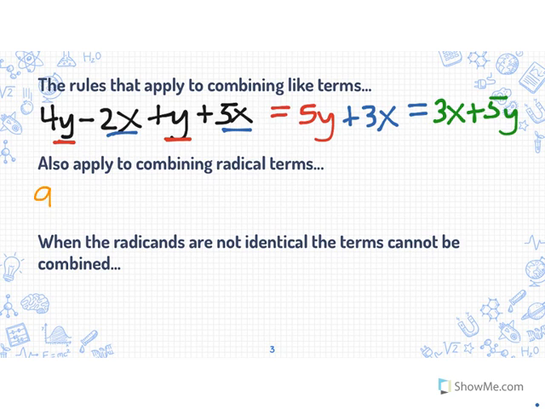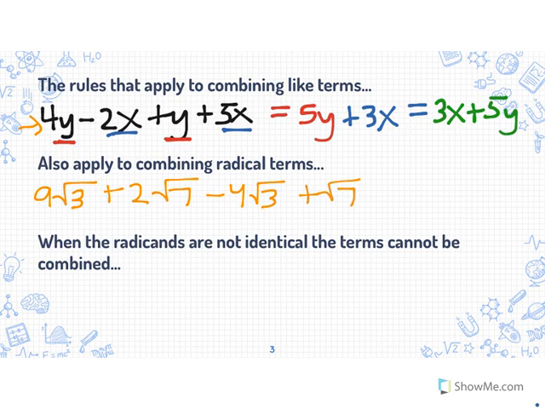So if we have the square root of 3, plus 2 square root 7, minus 4 square root 3, and then plus square root 7. We almost want to have the radicals be identified as the variables, like in our first example up here. And then we still have our coefficients, the numbers in front of the radical.